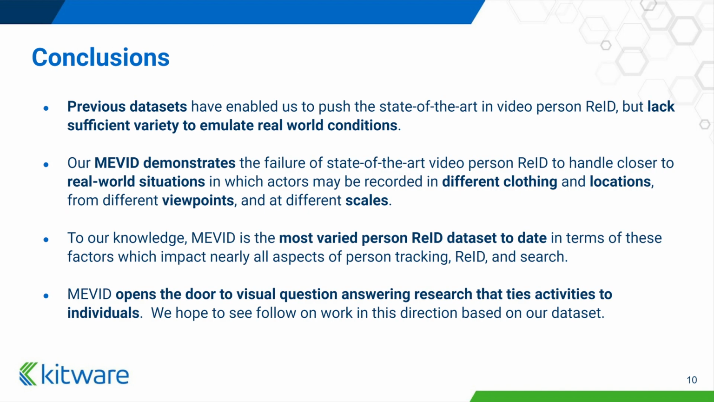In conclusion, previous datasets have enabled us to push the state-of-the-art in video person ReID, but lack sufficient variety to emulate real-world conditions. MEVID demonstrates this failure of state-of-the-art methods and puts a new challenge out there in terms of dataset. To our knowledge, MEVID is the most varied person ReID dataset to date, and MEVID opens the door to visual question answering research that ties activities to individuals. We hope to see follow-on work in this direction based on our dataset.